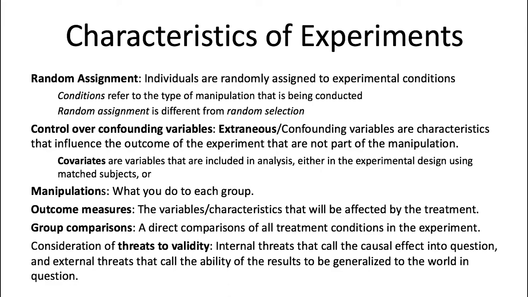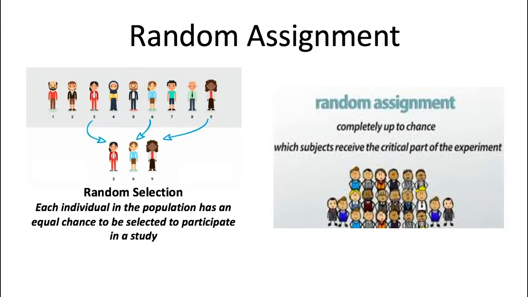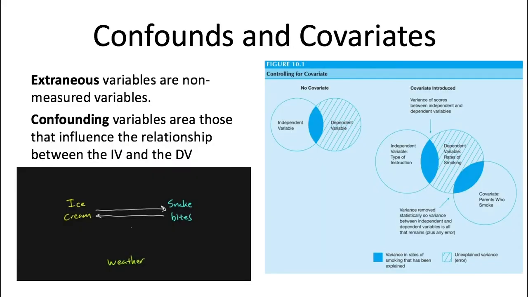So the author goes into a little more detail on some of these things. Here's just an illustration of the difference between random selection and random assignment. When we talk about confounds and covariates, the graphic that's provided in the text is something that we've talked about before, where the circles represent the different types of shared variance, right? And that when we account for shared variance between different variables, we change basically our analytic approach.